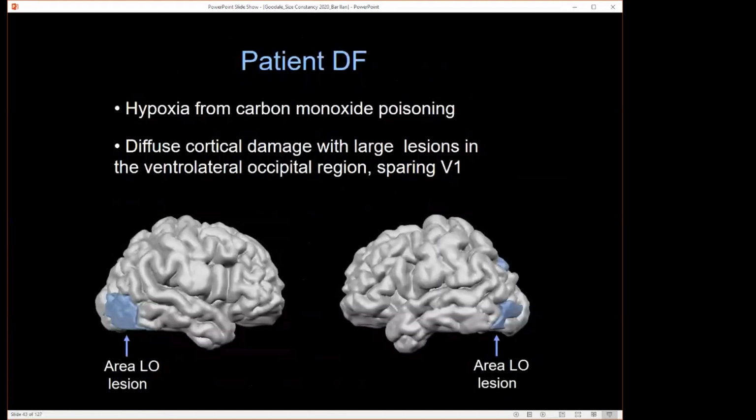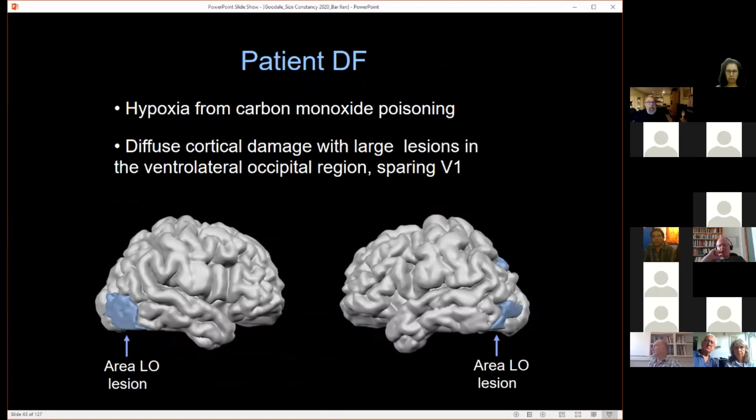So how did we come to say that? How did we come to have that idea? Well, the Rosetta Stone for us was a patient who's probably the best studied visual form agnosic patient in the world, patient DF. She's now in her 60s. We began to test her in her early 30s.